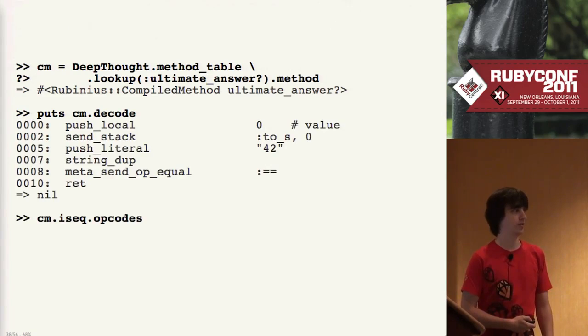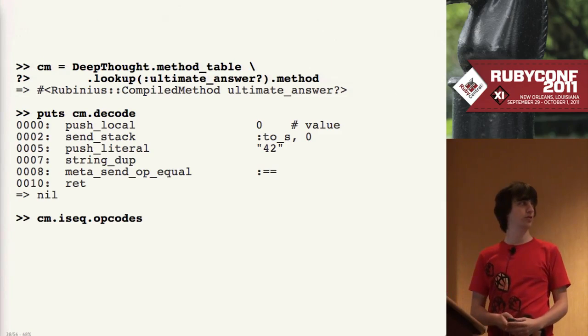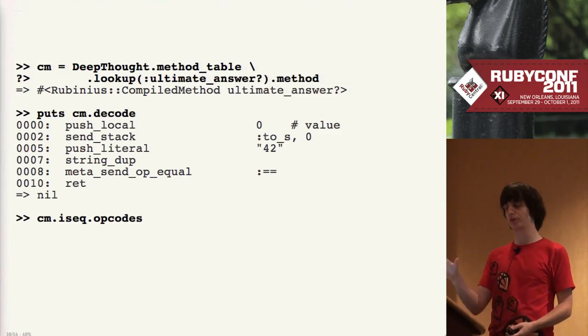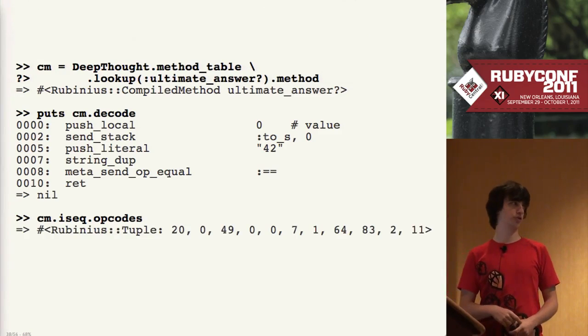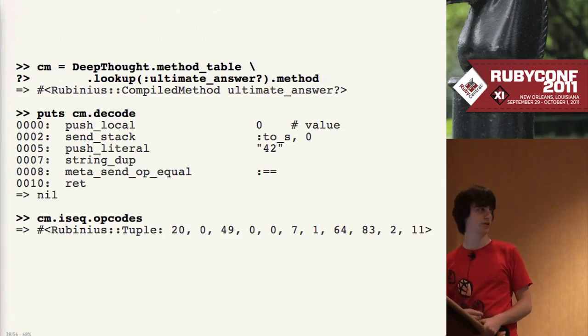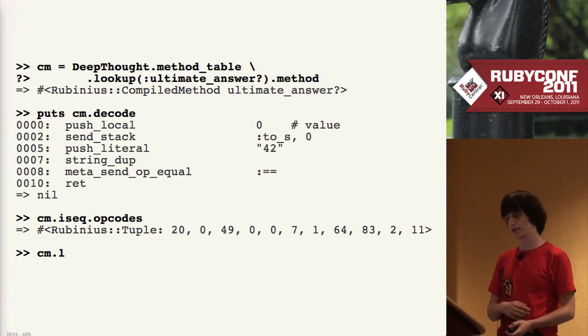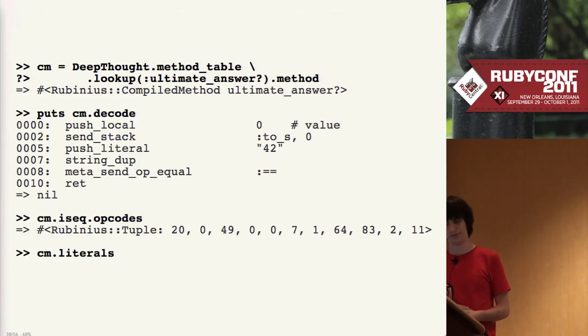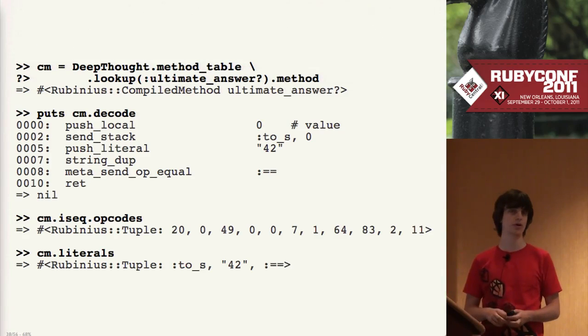We can also get the opcodes, which is more like the decode display, with semantic names you can understand. And this is what is actually stored in memory or on file if you save the compiled output to file. And it's referencing literals in there, I'll come to that on the next slide, that are stored in the literals tuple. A tuple is kind of like a fixed-size array.